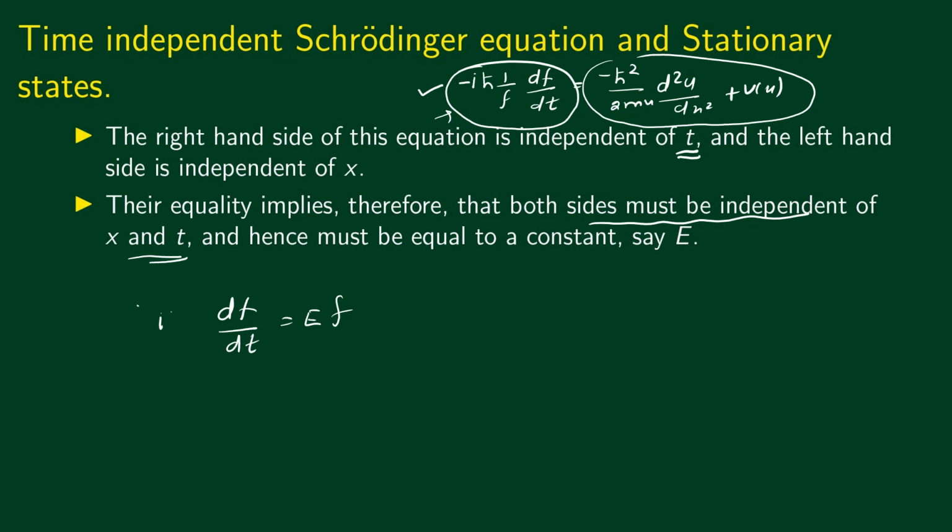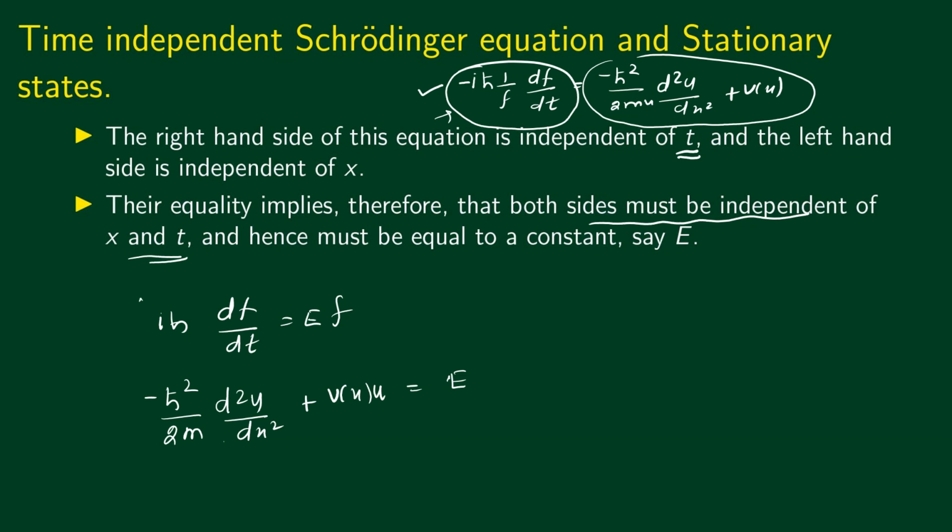Okay. And the right hand side can be separately equated with E, and this becomes minus ħ² divided by 2m d²u/dx² plus V(x). There's a u in the denominator here, right? This is equal to, as we said, E. Now we can multiply throughout by u, so the u will disappear from the denominator here. There will be a u right here. Right? So we get two equations.